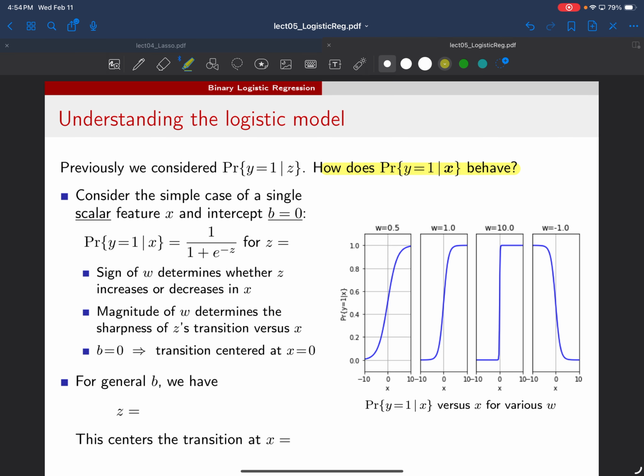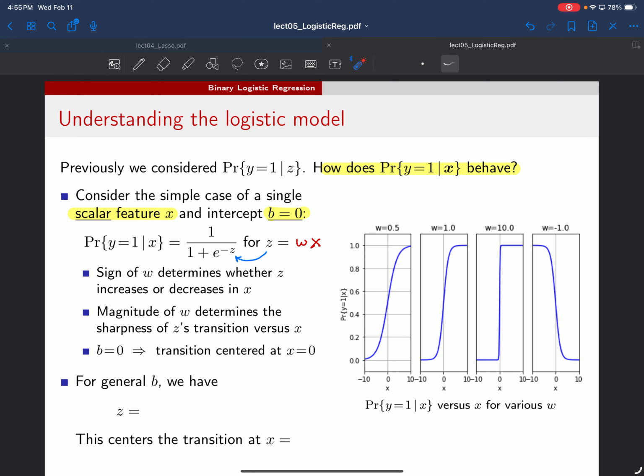So let's take this in two steps. First, let's simplify as much as possible. We'll just imagine that the feature is a single scalar, and let's assume that the intercept for now is b equals 0. So this is our probabilistic model here, but now z is simply going to be w, our single weight, times x, our single feature. So that z gets plugged in there. You can think of this as 1 over 1 plus e to the power minus wx, if you like.